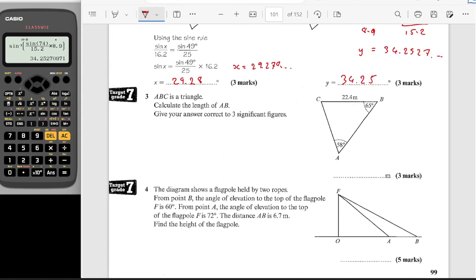Okay, question 3. So calculate the length of AB, correct to 3 significant figures. Okay, so I'm going to put an X on AB just to show that, and my slight issue here is that to use the sine rule I would need that angle there, and I've not got that angle there, but I can do 180 minus 65 plus 58 to work out that angle. So that's going to be equal to 180 minus 65 plus 58. That angle there would be 57.